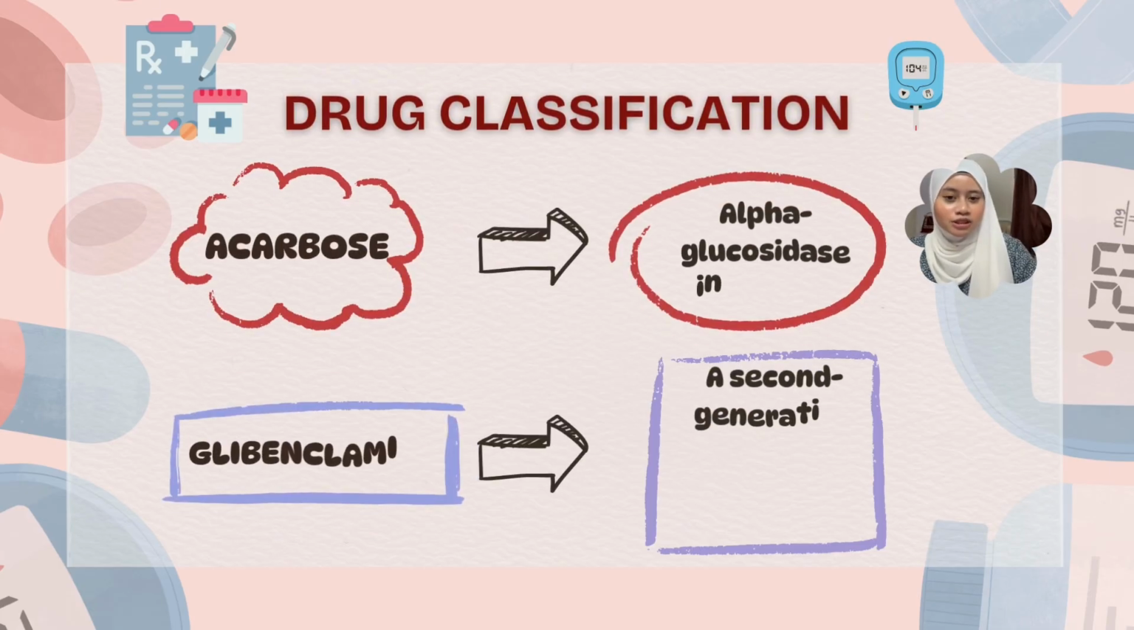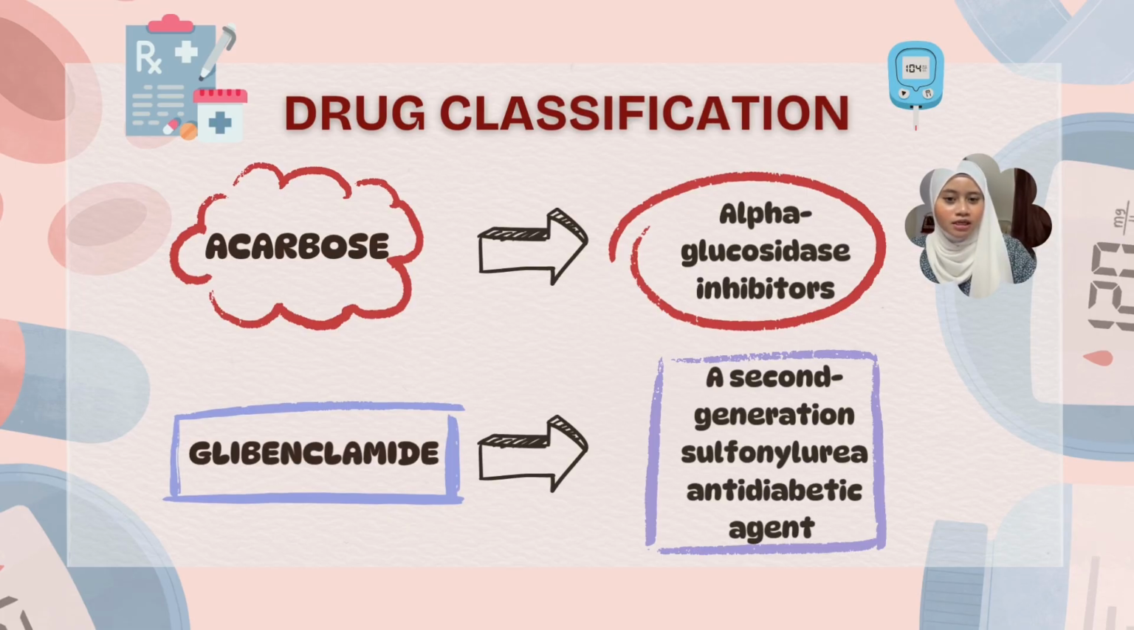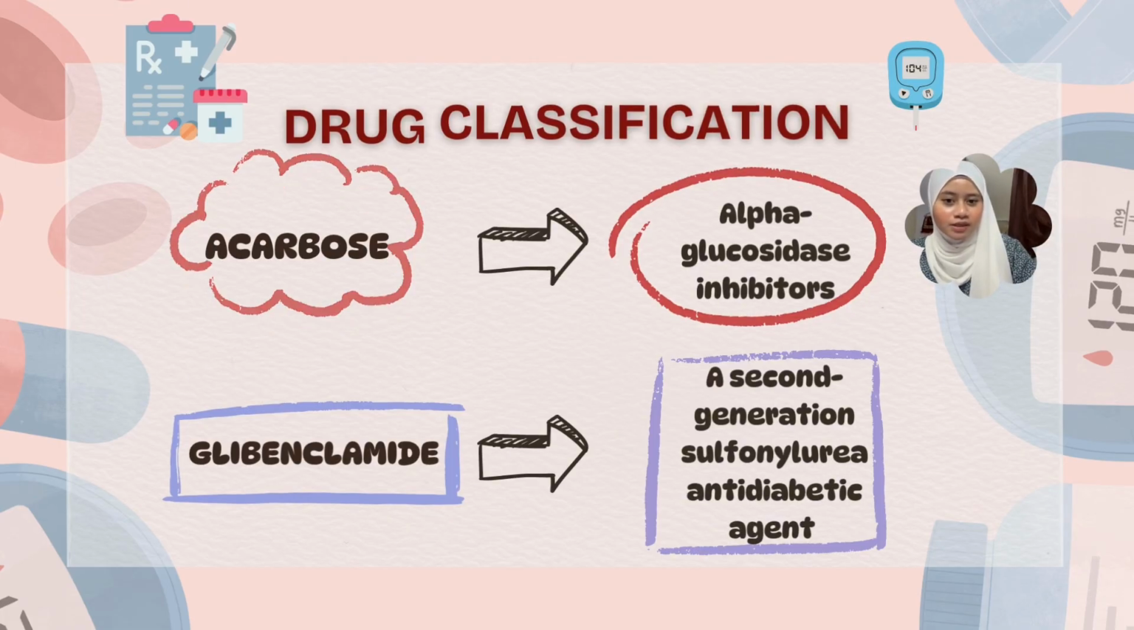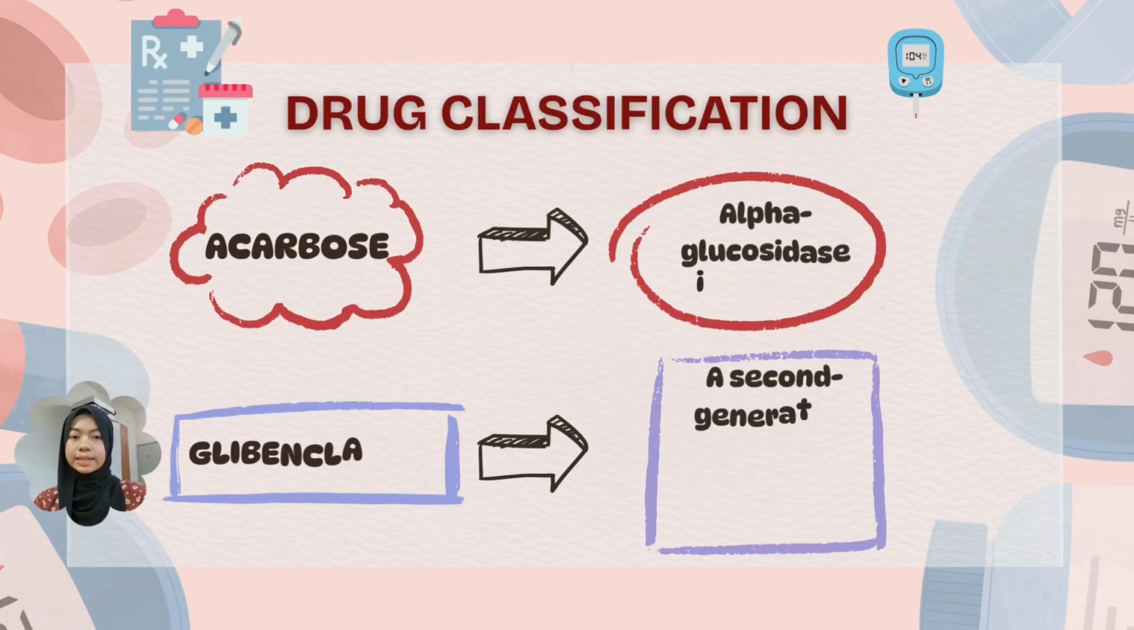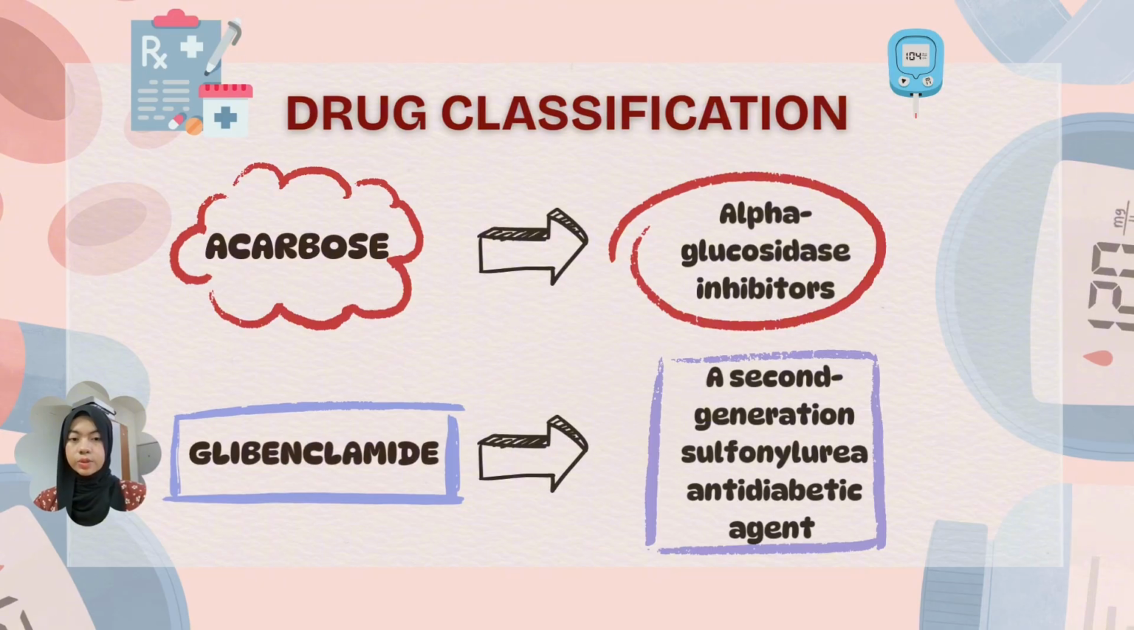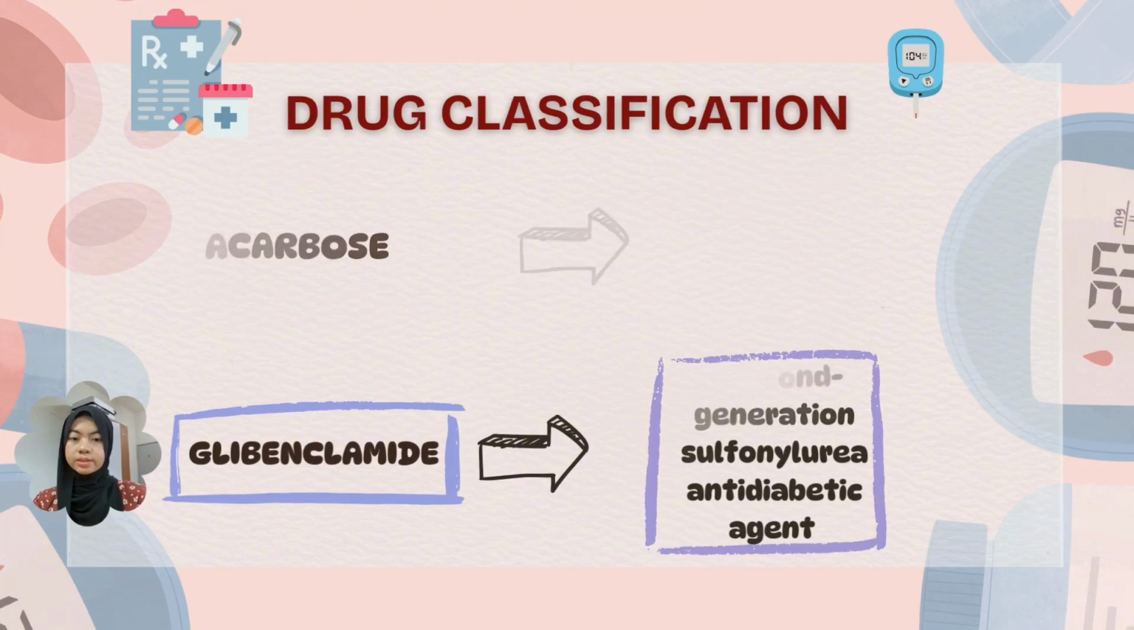Next, we move on to the drug classification of acarbose. It belongs to the alpha-glucosidase inhibitors. On the other hand, glibenclamide is a second-generation sulfonylurea anti-diabetic agent.